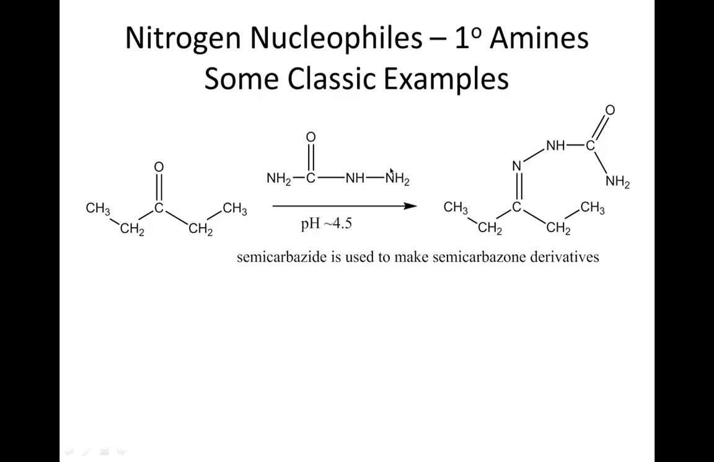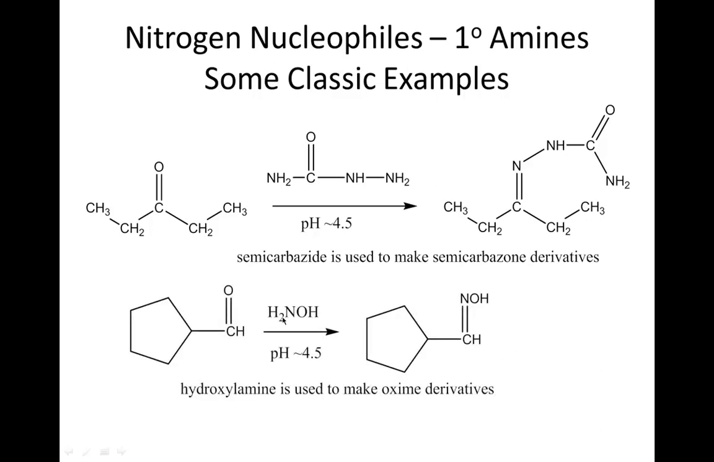And so we take that guy, make a new bond between that carbon and that nitrogen, and here you go, we end up with a double bond there, and this kind of product is called a semicarbazone. These guys are white solids, and so if you had a ketone, you can make it into a semicarbazone derivative and take a melting point, and that would help you identify your original ketone.